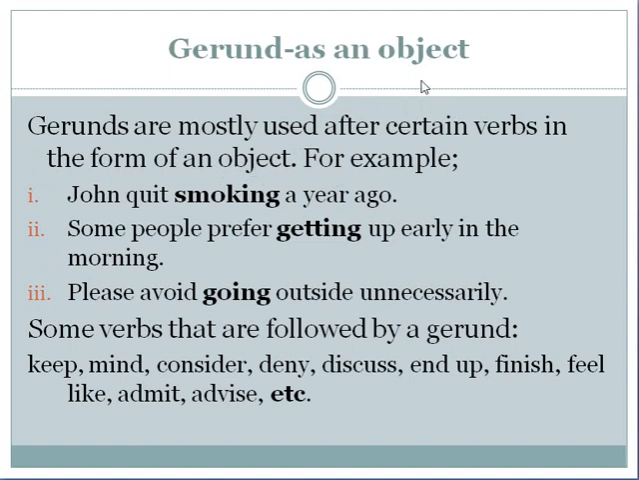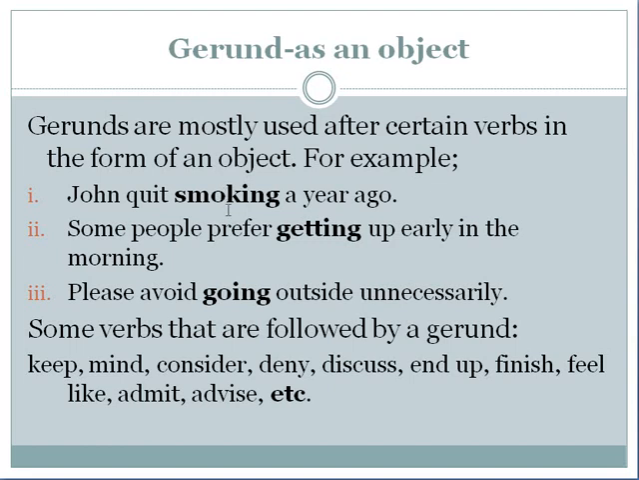If you talk about gerund as an object, gerunds are mostly used after certain verbs in the form of an object. As I told you, object always comes after verbs. So gerunds are mostly used after certain verbs in the form of an object. For example, John quit smoking a year ago. Here John is the subject, quit is the verb, and smoking is used as the object.